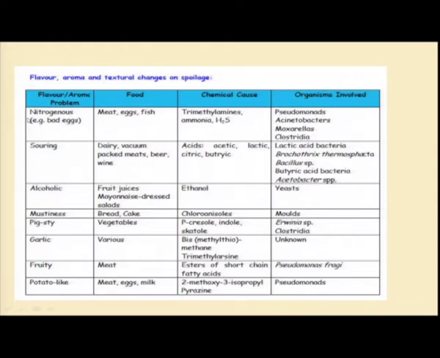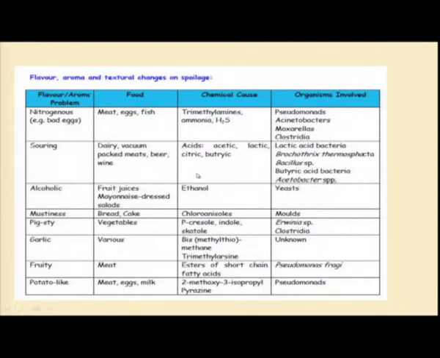Production of nitrogenous bases, for example, in bad eggs, meat, and fish, causes a change. The chemical cause of this is the production of ammonia, hydrogen sulfide, etc. These are caused by pseudomonads, acinetobacters, clostridia, etc. Then in dairy products and vacuum packed meats, you have souring.